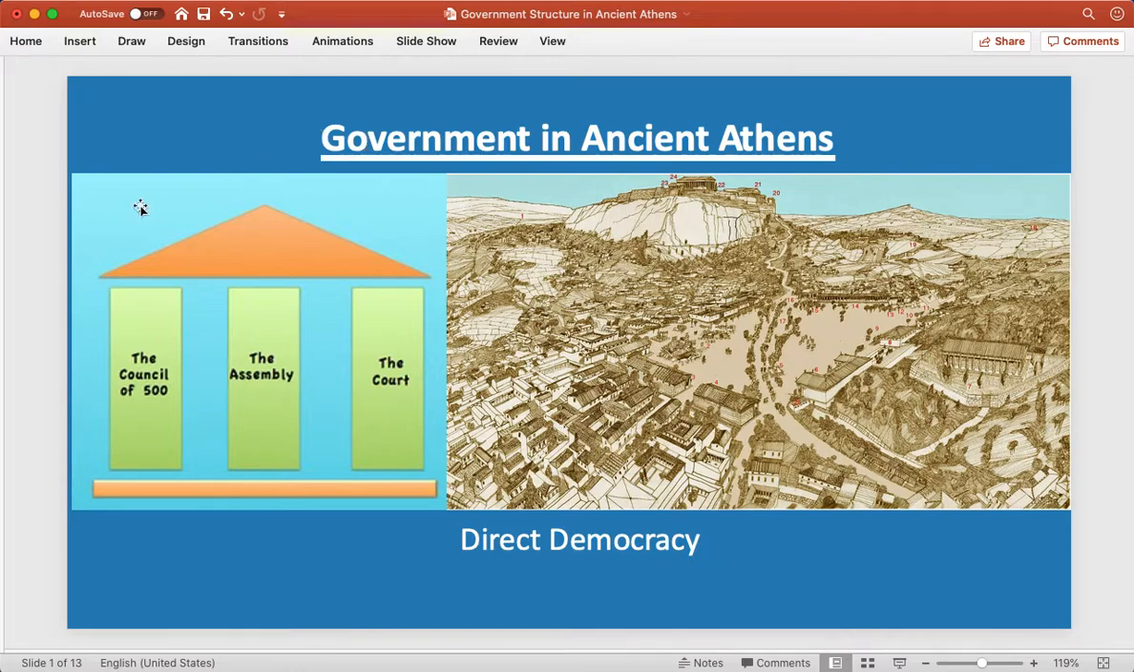So right away, the first thing we need to look at is this image here. This is a structure of a courthouse, where the assembly is. This is where people would gather. But in it, you notice that the pillars, the things supporting the entire building, are three different sections of government. You have the Council of 500, you have the Assembly, and you have the Court. Today, what you have to do is investigate these roles and answer some questions about them.